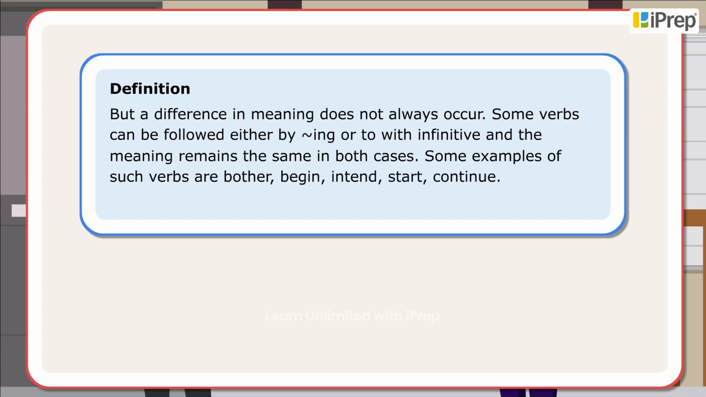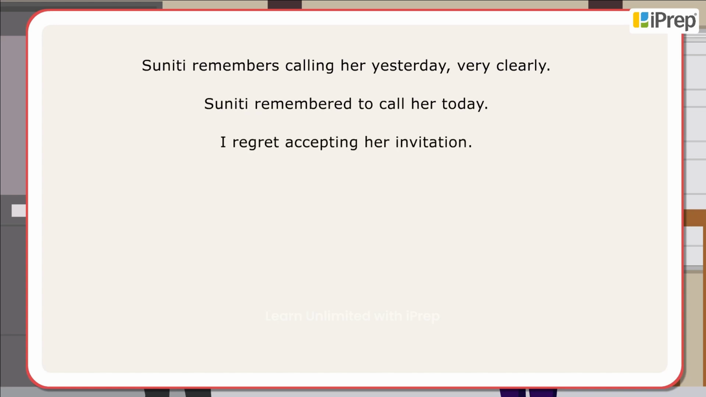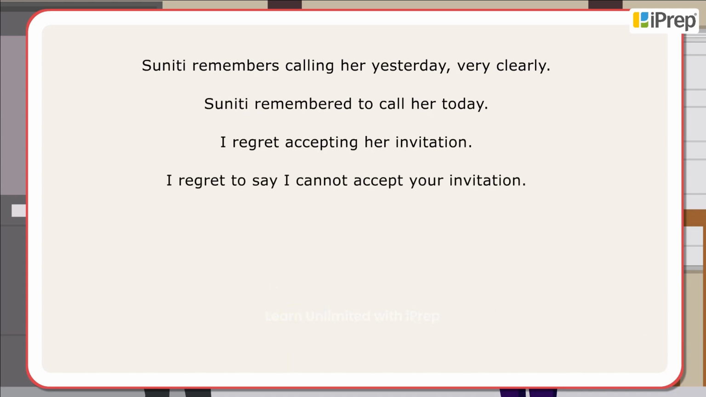Let us look at few sentences. Suniti remembers calling her yesterday very clearly. Suniti remembered to call her today. I regret accepting her invitation. I regret to say I cannot accept your invitation.